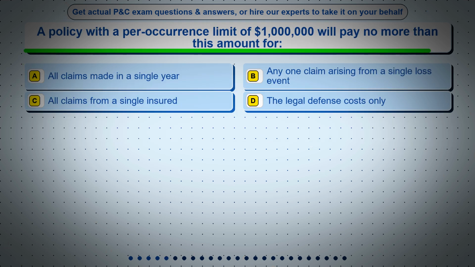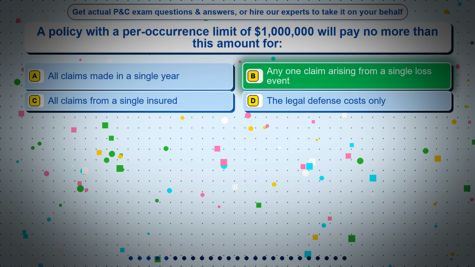Question 5. A policy with a per occurrence limit of $1 million will pay no more than this amount for: Option A. All claims made in a single year. Option B. Any one claim arising from a single loss event. Option C. All claims from a single insured. Option D. The legal defense costs only. The correct answer is option B.